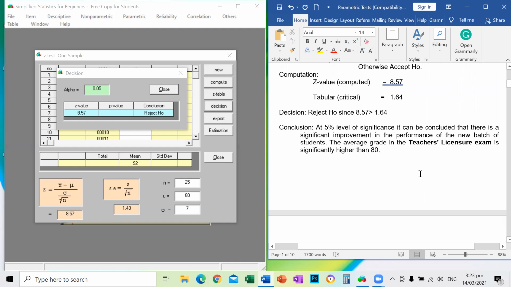So at 5% level of significance, it can be concluded that there is a significant improvement in the performance of the new batch of students. The average grade in the teacher's licensure exam is significantly higher than 80. Okay? So that's Ztest One Sample.